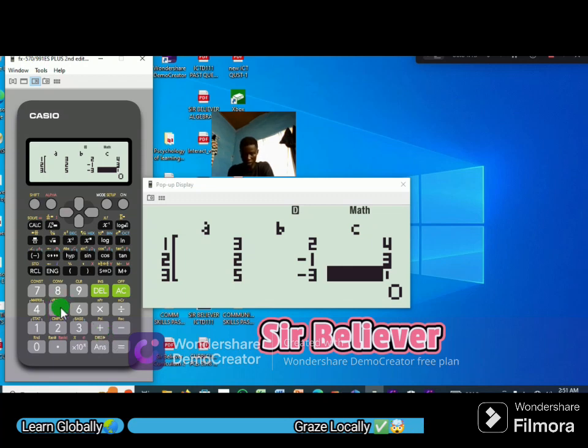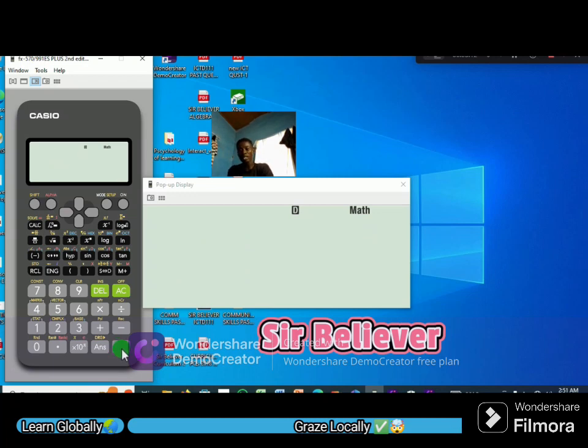Then move on to the 5z, press equal to. Then it will take you straight to the right hand side of the equation, which is supposed to be our minus 1 of equation 3. Then you press equal to. So after you have done entering all your values, you finally press equal to again. Then your answers will come.